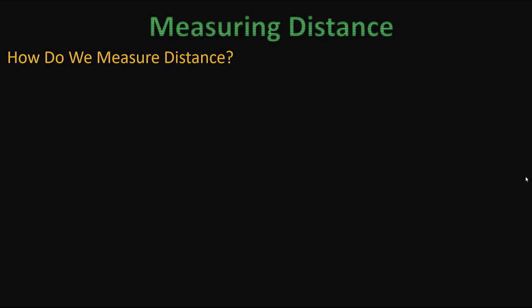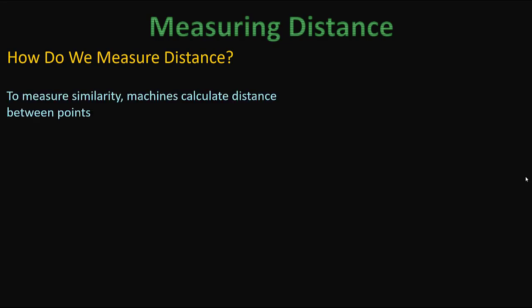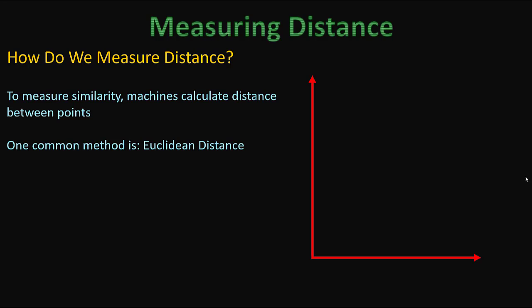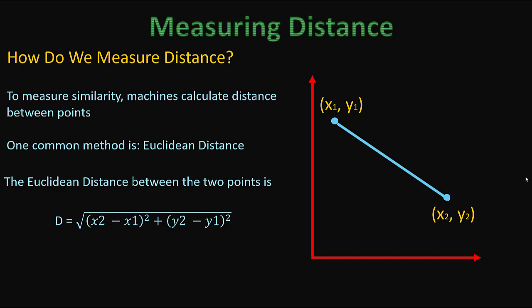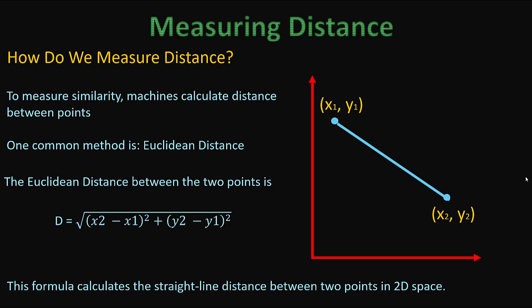Now regarding measuring distance, how do we measure distance? To measure similarity, machines calculate the distance between the points, and one of the common methods is the Euclidean distance. So what is this Euclidean distance? Suppose we have two points (x1, y1) and (x2, y2) in this graph. The distance between these two points is given by this formula: d, the distance between the two points, is the square root of (x2 minus x1) the whole square plus (y2 minus y1) the whole square. This formula calculates the straight line distance between the two points in the 2D space.